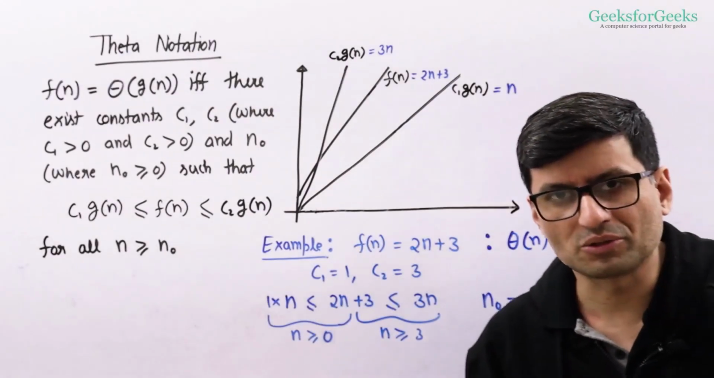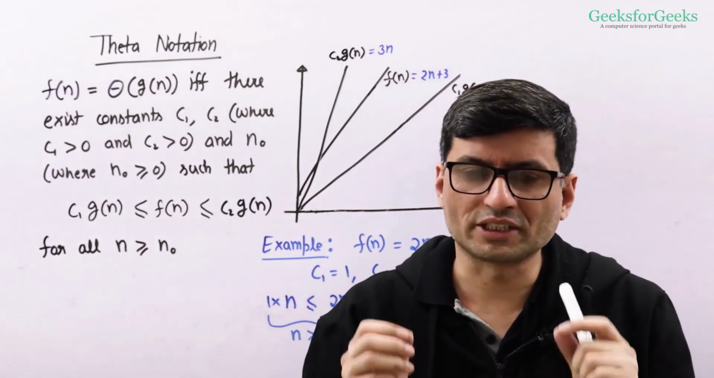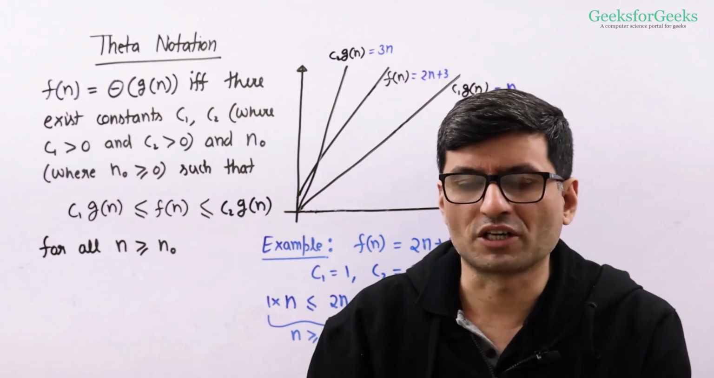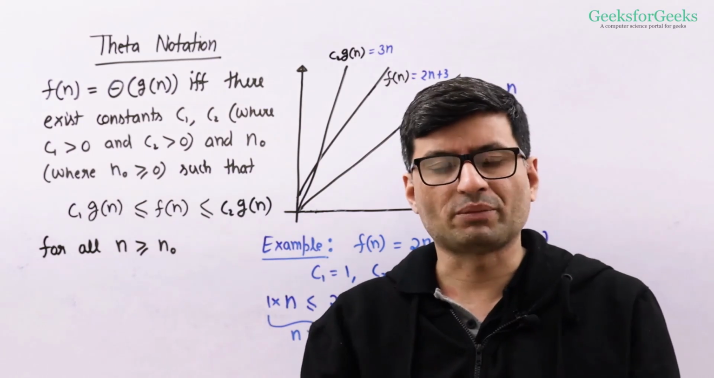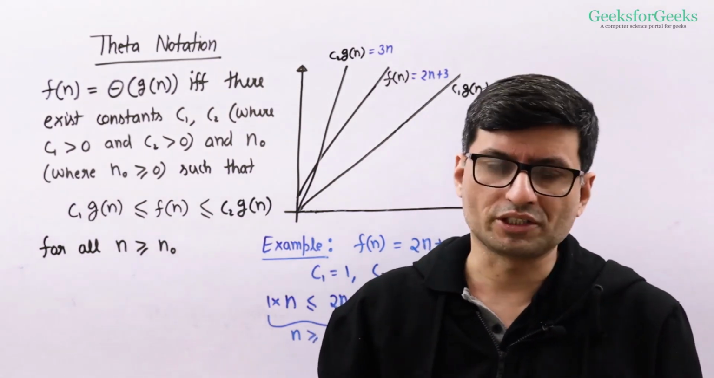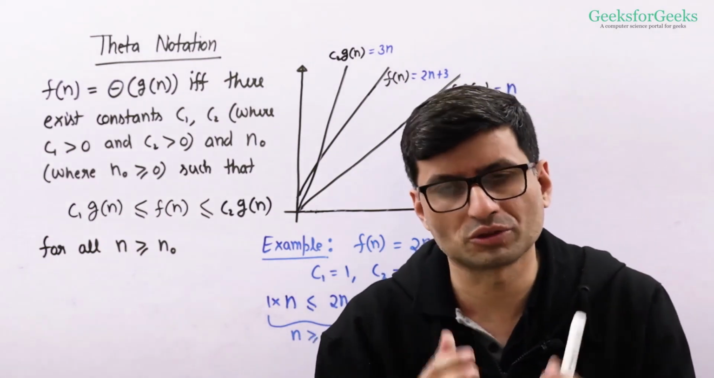Let's now talk about theta notation. Theta notation is used to represent the exact bound of a function or an algorithm or program. Whenever you know the exact bound, prefer to use theta notation. It gives you the best information. It tells you what the order of growth is, right?